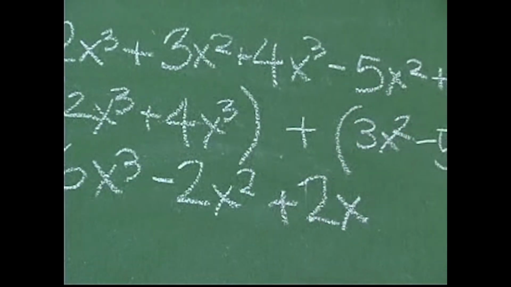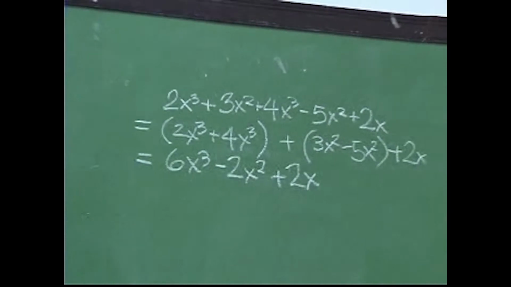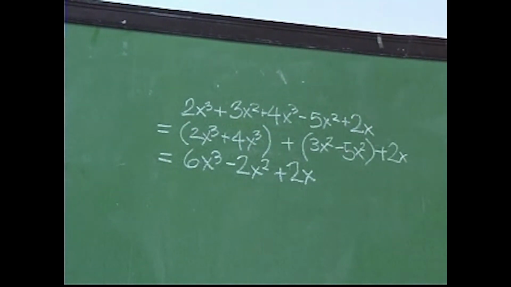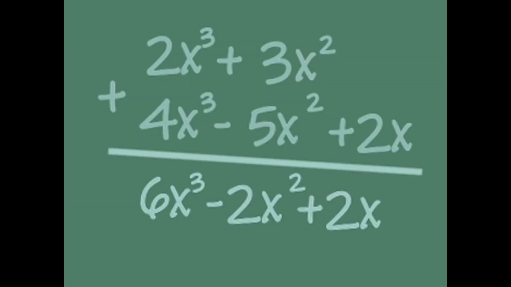To add horizontally, we group together like terms. When adding vertically, we place like terms in the same column.